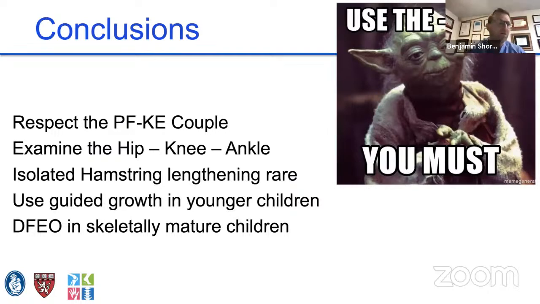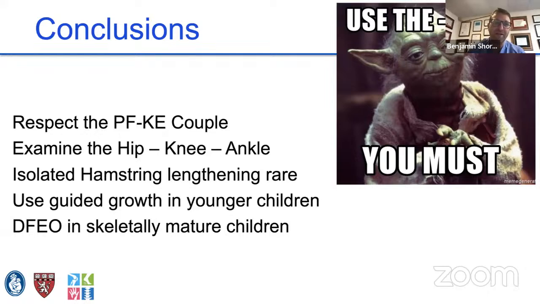So if I'm going to conclude, to make sure that there's enough time for discussion, I think it's important to recognize that there is a plantar flexion knee extension couple in place here, and that if you only look at the knee, you're going to make a mistake. And so you have to really be mindful of the hip, knee, and ankle together. Isolated hamstring tightness and lengthening is rare. So if that's your recipe, just double check and make sure you're not making a mistake.